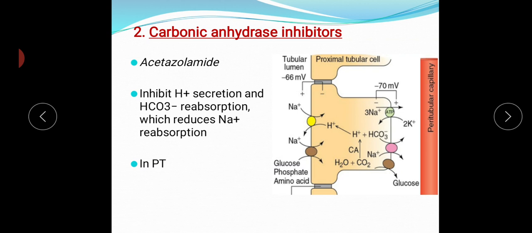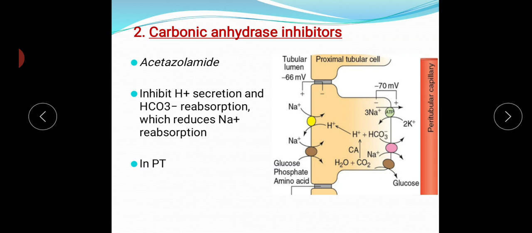This protein will work only when one sodium and, on the opposite side, one hydrogen ion bind. But here, as there is no H plus production because of these enzyme inhibitors, sodium is not going to be reabsorbed by this mechanism. So this will prevent the sodium reabsorption from this part of the renal tubules.